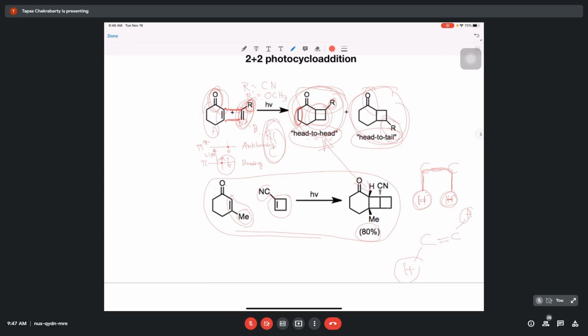Because this substitution is actually the head for this molecule. For this molecule, you say this R is my head. For that molecule, you say this part of the substitution with respect to the double bond is my head. So when the two substitutions are on the same side, it is head to head. When two substitutions are on opposite sides, we call this head to tail.